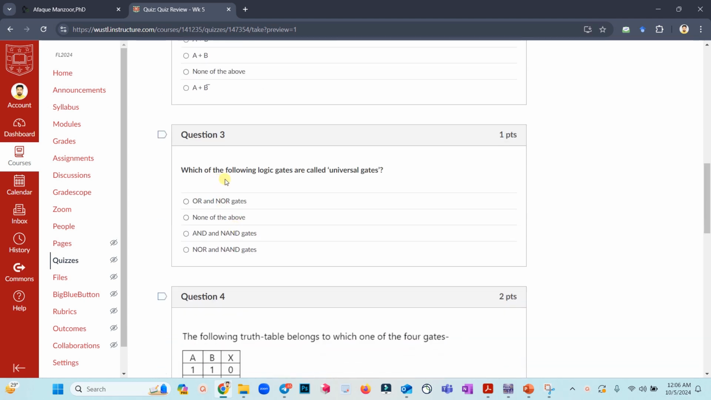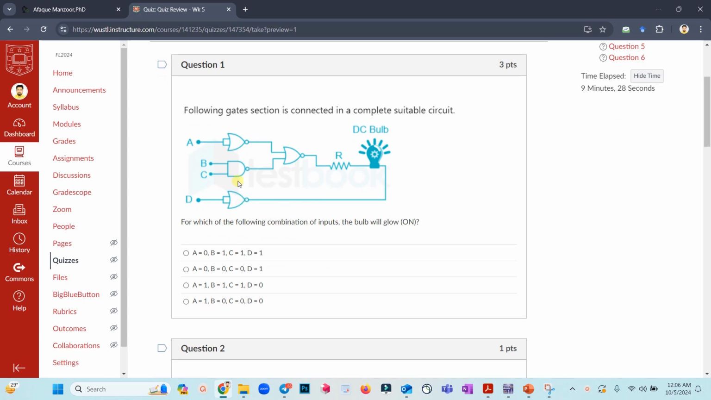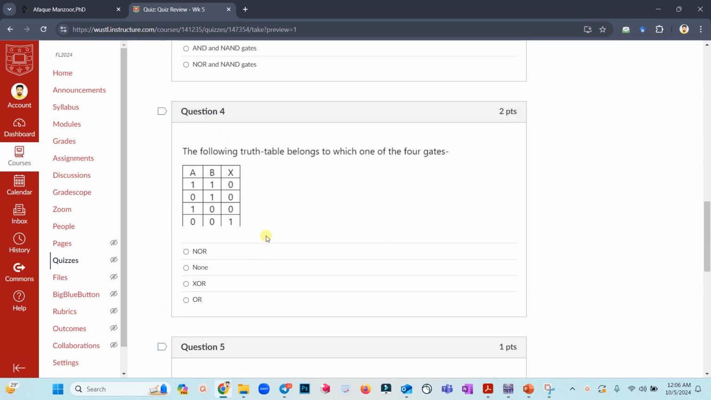The third question: which of the following gates are called universal gates? There are two gates which are called universal gates. One is the NOR gate and the other is the NAND gate. The same gates which I used in the first question. They are called universal gates.